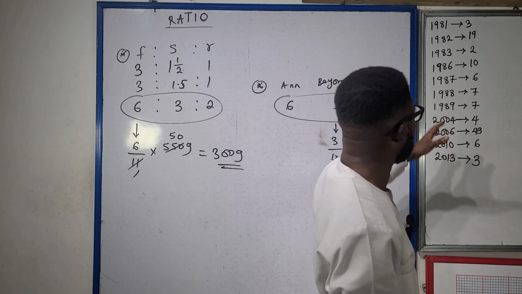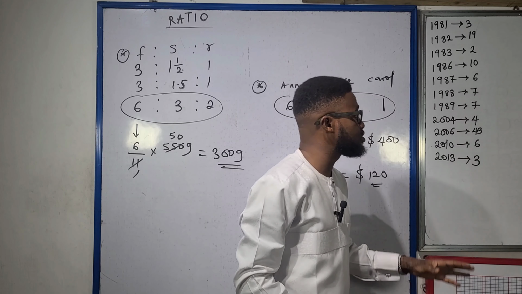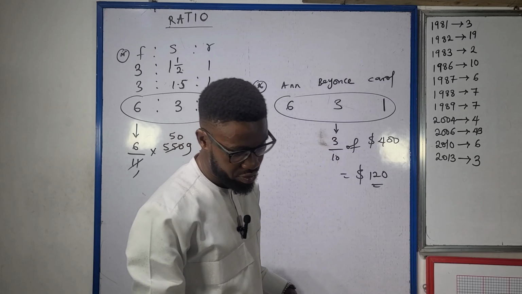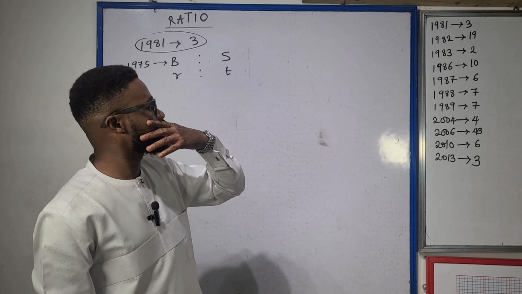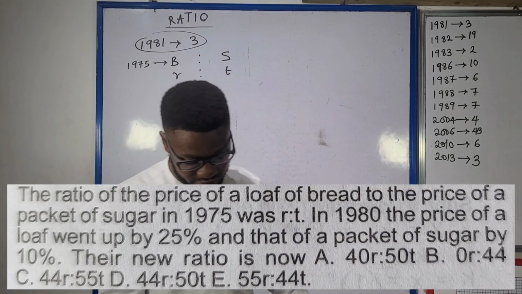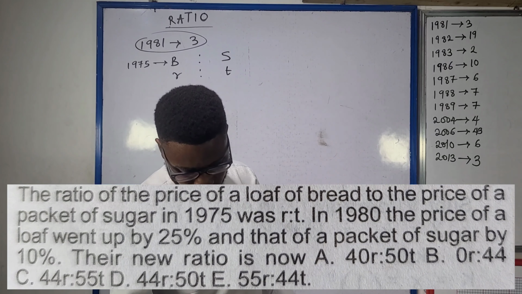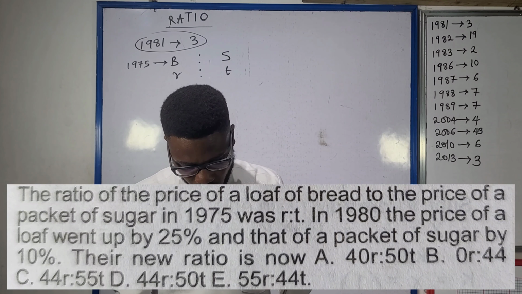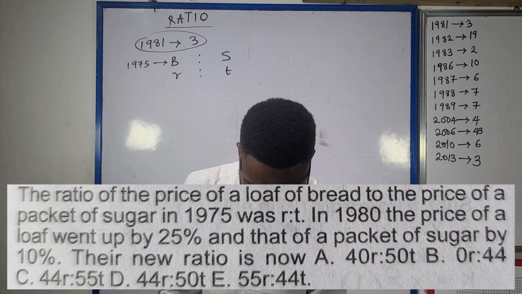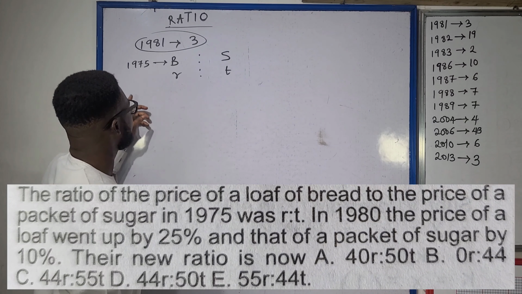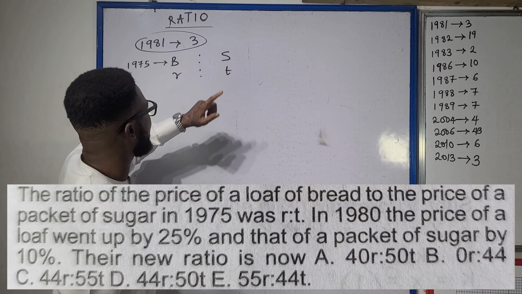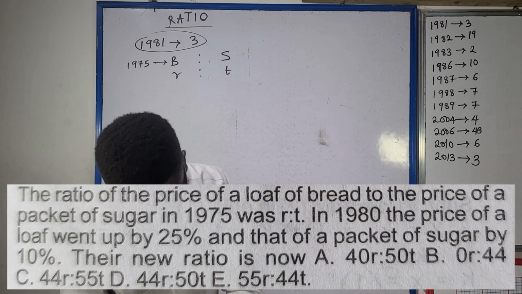Okay, let's now move into UTME questions related to a ratio. Talking about past questions related to ratio, 1981 question 3, as you can see on your screen, it says the ratio of the price of a loaf of bread to the price of sugar in 1975 was R ratio T.